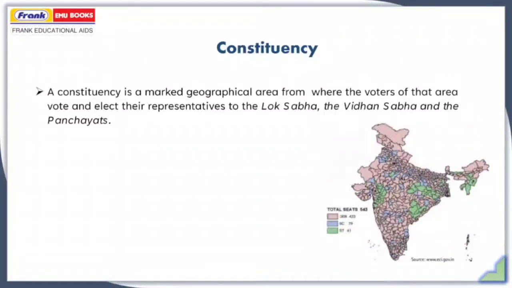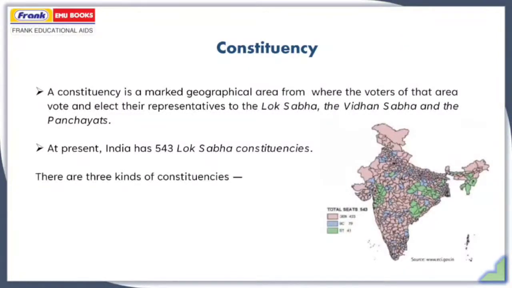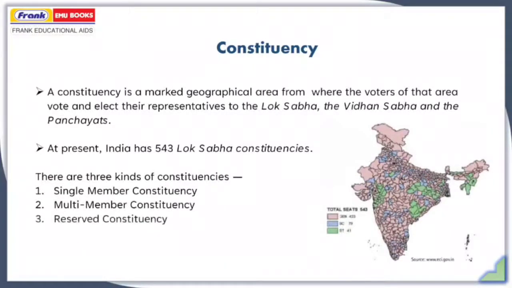What is constituency? So constituency is a marked geographical area where the voters of that particular area vote and elect their representative to the Lok Sabha, the Vidhan Sabha or the Panchayat and municipal bodies. At present, India has 543 Lok Sabha constituencies. So India was divided into 543 constituencies to elect their respective member of parliament or the member of Lok Sabha. There are three kinds of constituencies: single member constituencies, multi-member constituency and reserve constituencies. India has single member constituencies like in England.